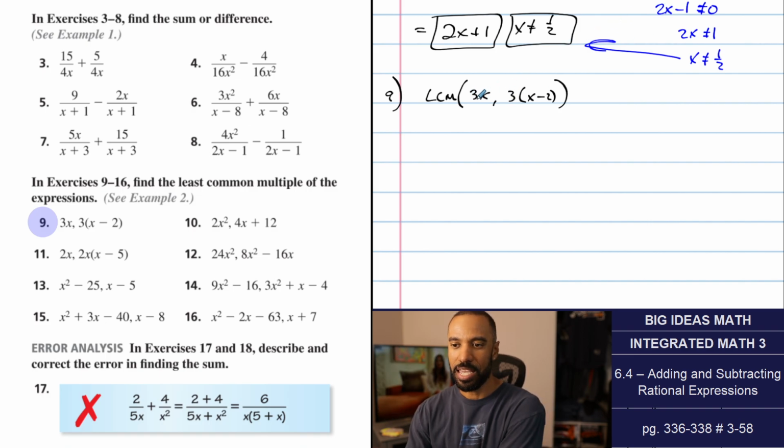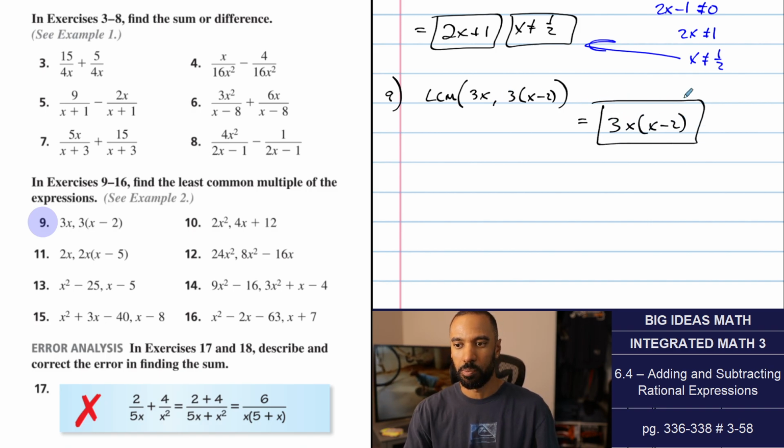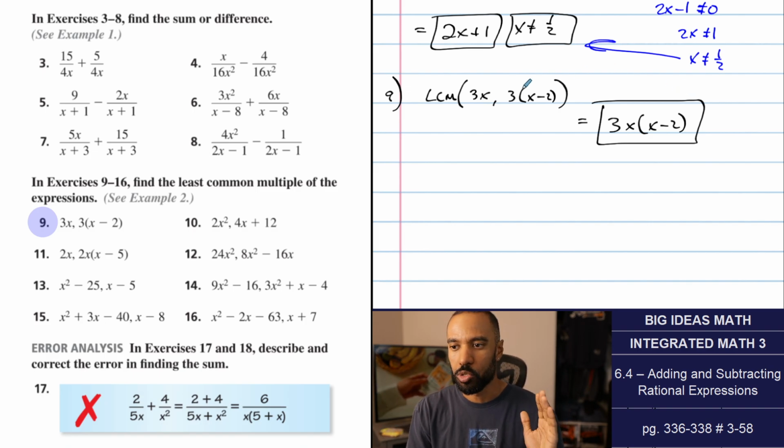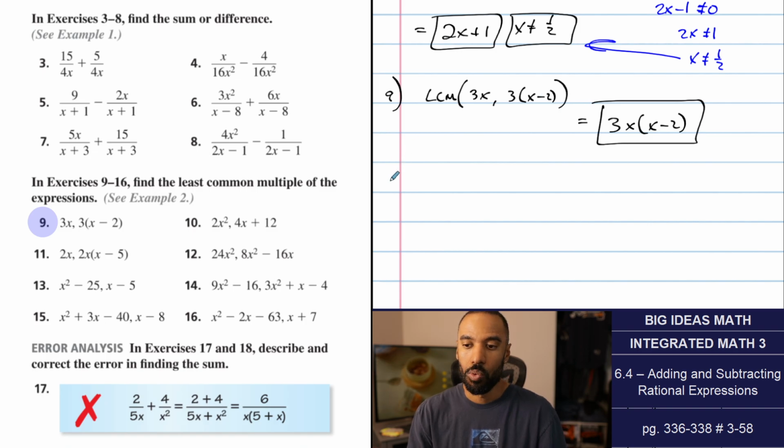You'll notice here that they each share a 3, but this guy's missing an x, and this guy's missing an x minus 2. So they both share the 3. We need the x and the x minus 2 as a togetherness thing. This would be the least common multiple of both. We don't multiply an extra 3 into this and an extra 3 into that when they both already share that same 3. We only multiply what's missing in the other guy. That's what we're going for.